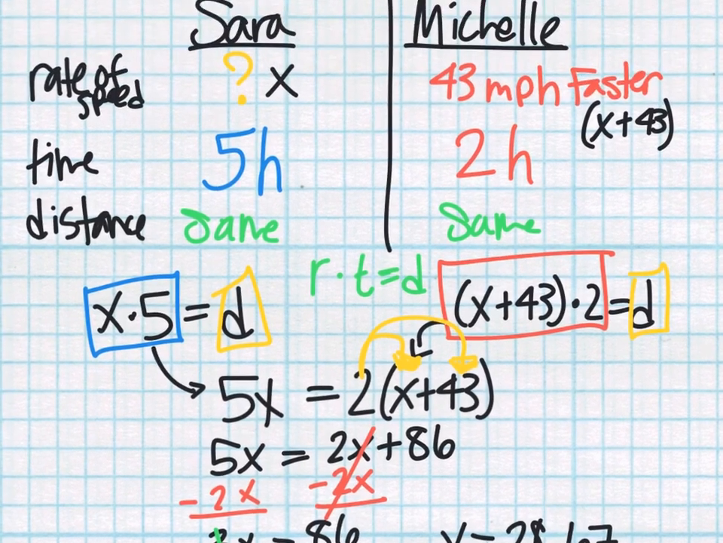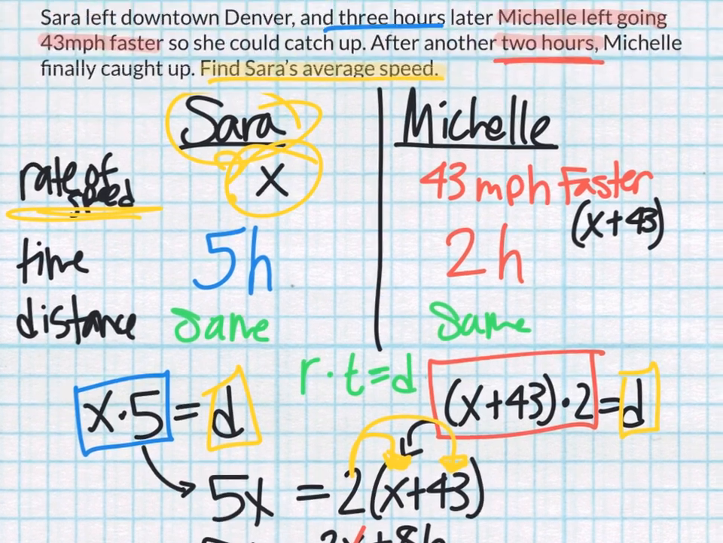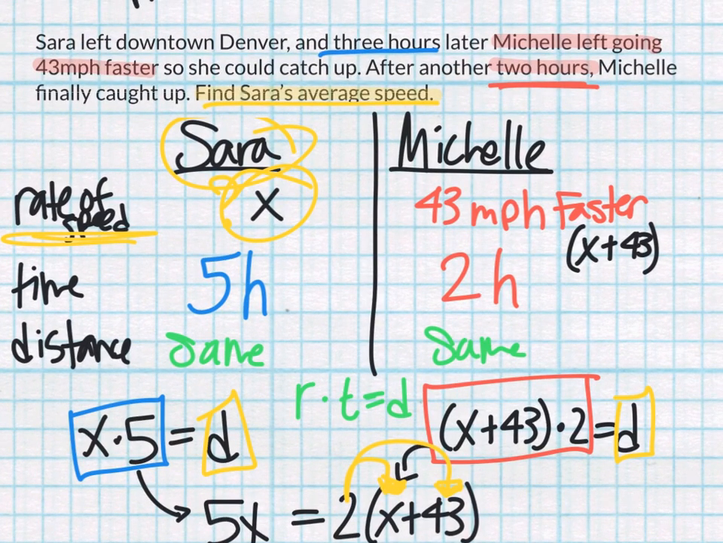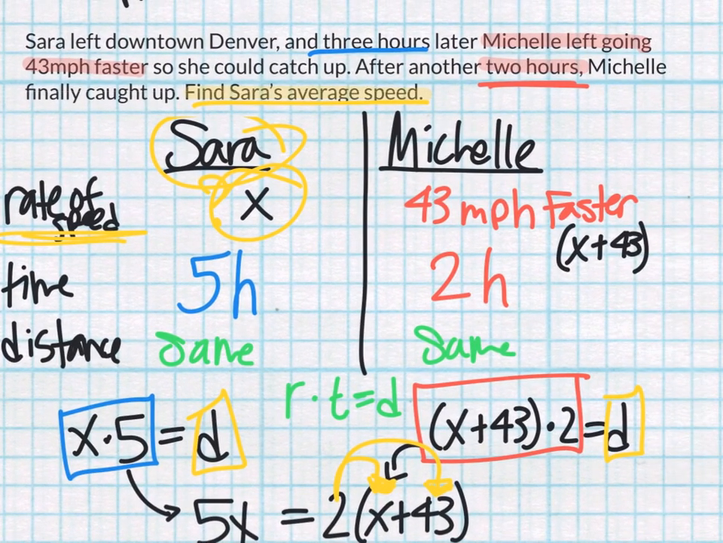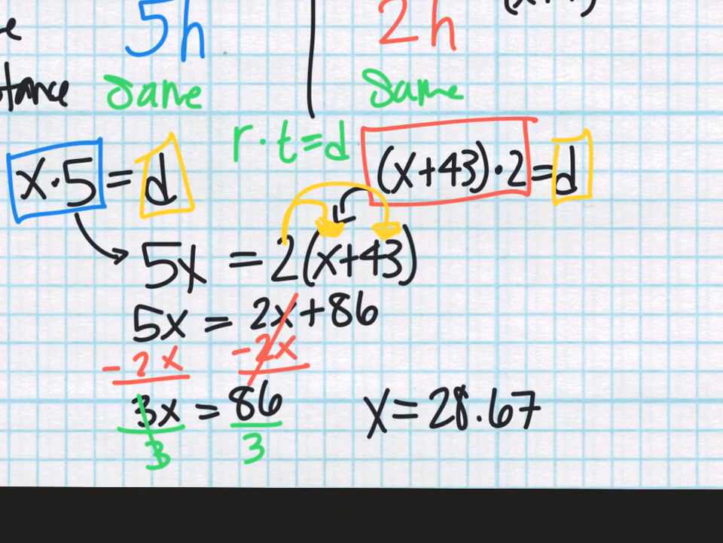So what did x represent? If I scroll back up here, I can find my x. X represents Sarah's rate of speed. And that's what I was being asked to find in my question. So I can say my answer is Sarah's average rate of speed was 28.67 miles per hour.